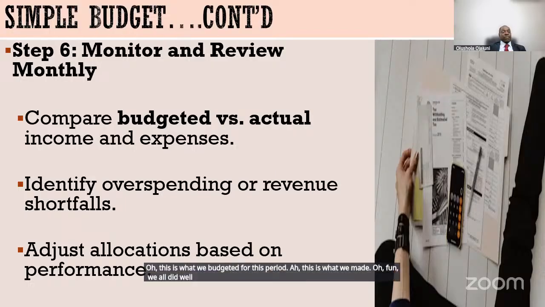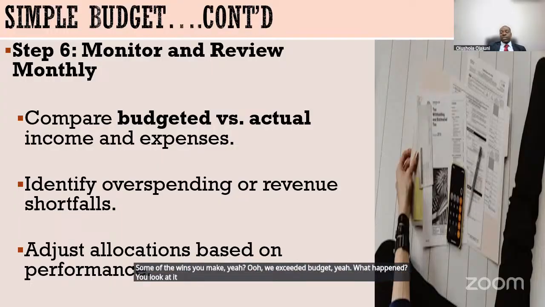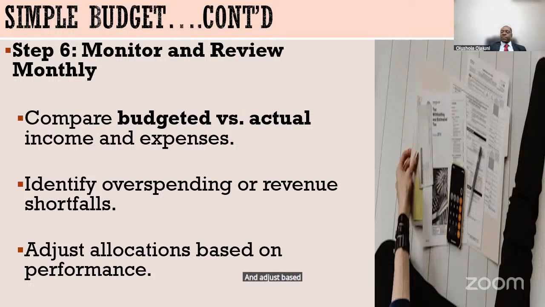You clap for yourself if you did well. You celebrate some of the wins you make. Oh, we exceeded budget here. What happened? You look at it. What did we do? Oh, there was this period, there was a flood. It was raining during this period. That's what happened. You learn from all of this and you plan better. Then adjust based on performance. If you've done well, you know you have done well. If you haven't done well, then you recalibrate, you reassess, and you rebuild to launch.